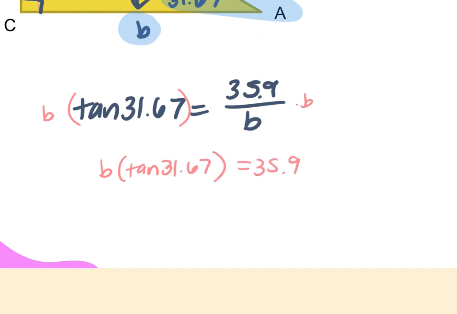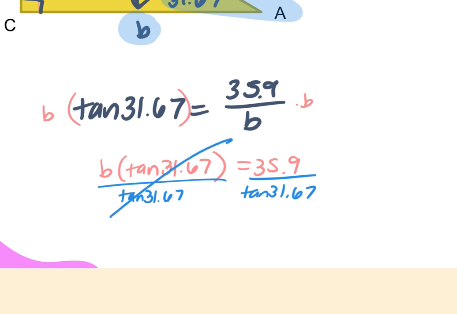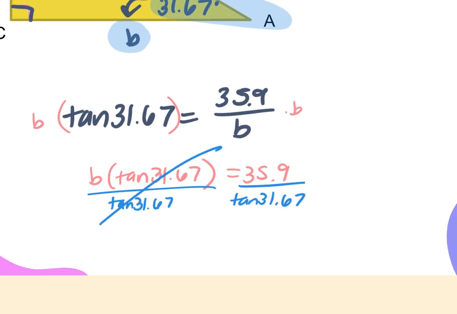Why not find C first? It doesn't matter what order you do it in. And then divide both sides by the tangent of 31.67. The shortcut is if the variable's in the bottom, you divide this by that. And you certainly don't need to work it all out. I would at least show your setup so that if you do something wrong, I can give you partial credit.